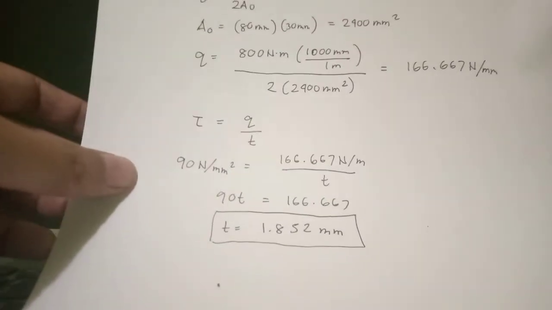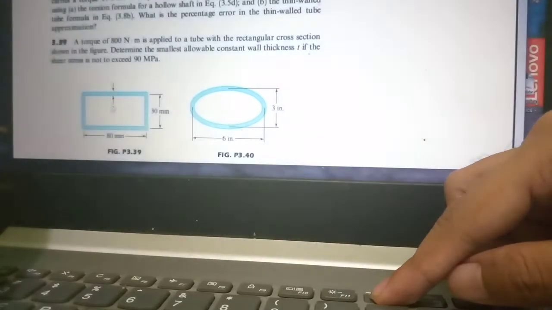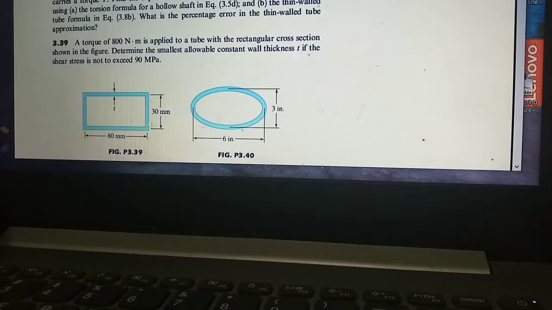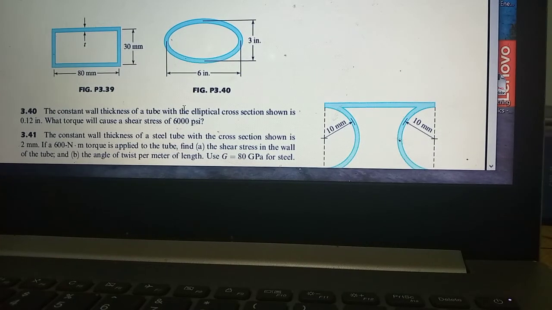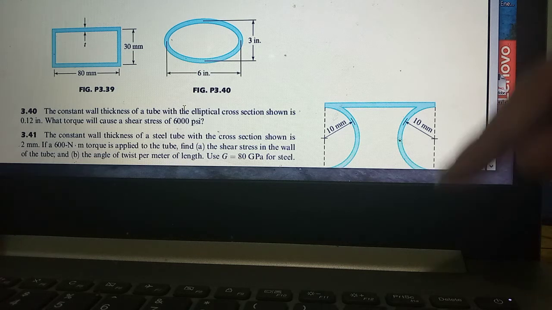So we will have another example. After 3.39, we'll concentrate on 3.40. This is the figure for 3.40. The constant wall thickness of the tube with elliptical cross section shown is 0.12 inch. What torque will cause a stress of 6,000 psi?